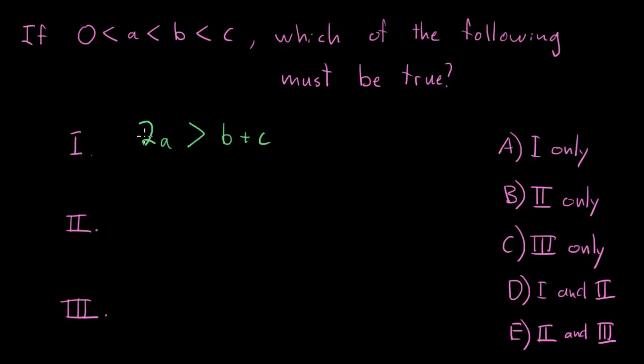So let's make this side a sum. 2a could be rewritten just as a plus a. And then this side is still b plus c. So let's see, what does this do? For me, it makes it a little bit easier to think about. Now I'm saying, okay, I take the little guy and I add another little guy, and then I get something bigger than the medium guy plus the biggest guy, which actually sounds a little bit weird: to take 2 little guys and get something bigger than 2 things that are each bigger than that little guy.